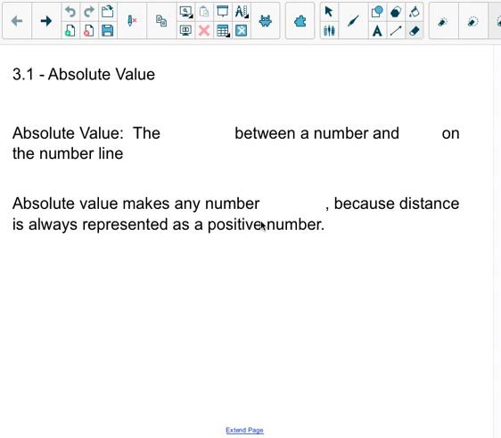This is our lesson for Chapter 3, Lesson 1. Today's lesson is about absolute value. Absolute value is the distance between a number and 0 on the number line. You may remember this from 6th grade. Absolute value looks like 2 bars around a number.